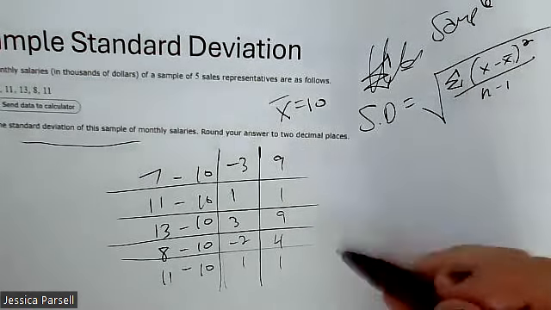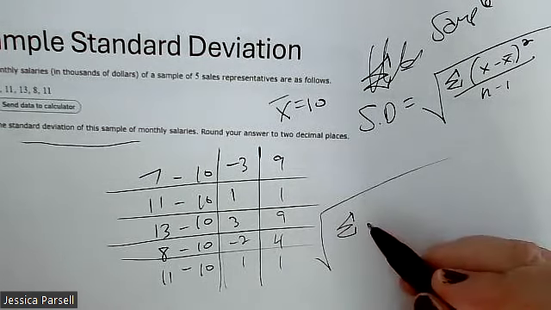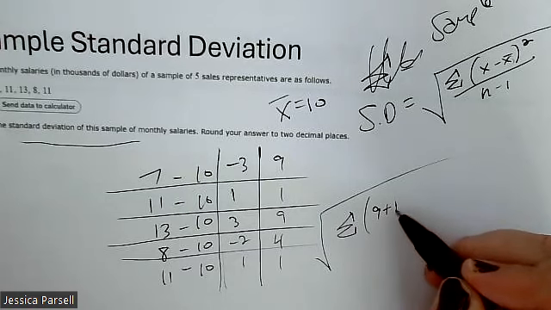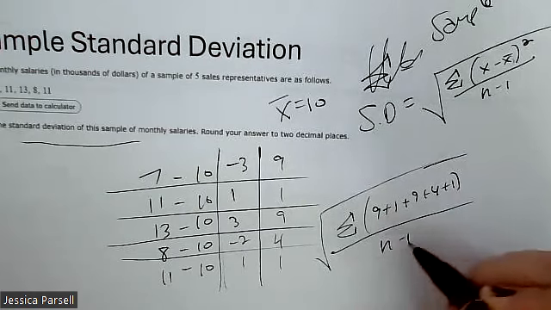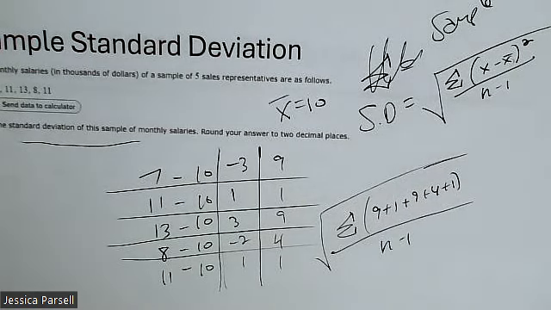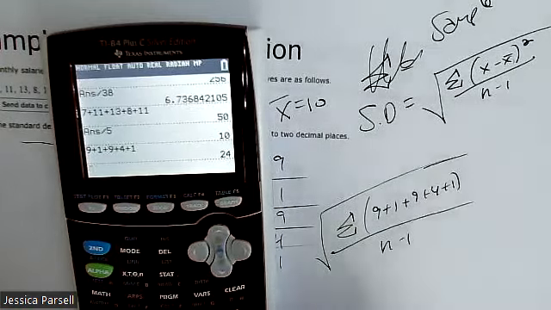Now we're ready to sum these up. So we're going to add these up. So here we are summing up 9 plus 1 plus 9 plus 4 plus 1. And we're going to divide it by n minus 1. Okay, let's figure out what these are. 9 plus 1 plus 9 plus 4 plus 1, 24. All right.